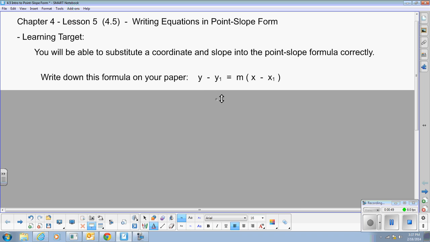The first thing is I want to show you the point slope formula. Write this formula down on your notebook paper. If you don't have any paper out yet, pause the video, get it out, and write down the formula: y minus y1 equals m times x minus x1. That is the point slope formula. So I want you to write that down in your paper. Pause the video and write that down.